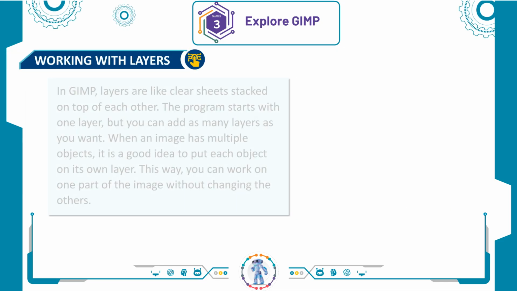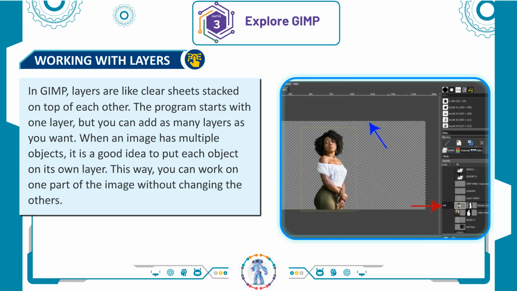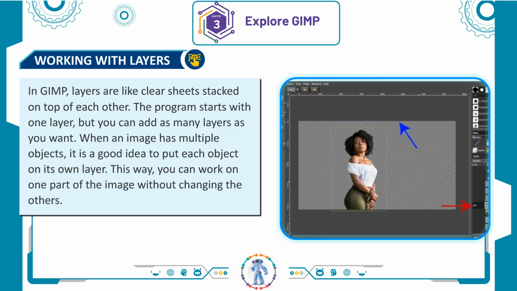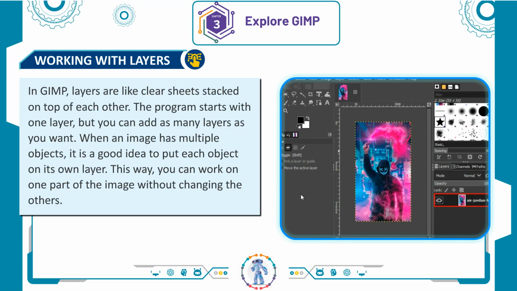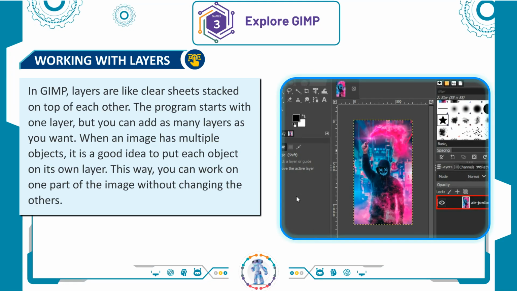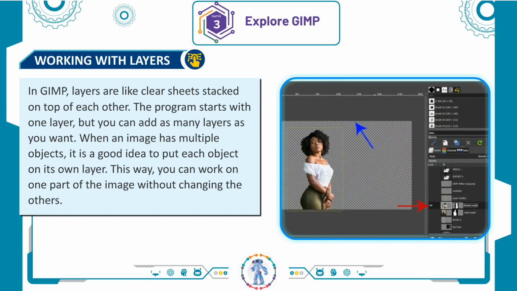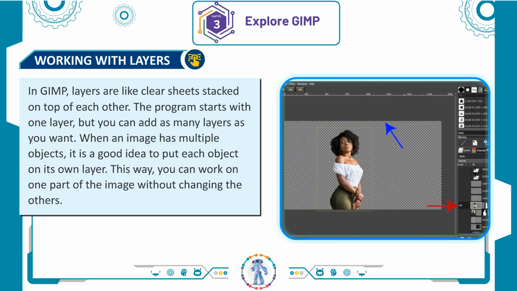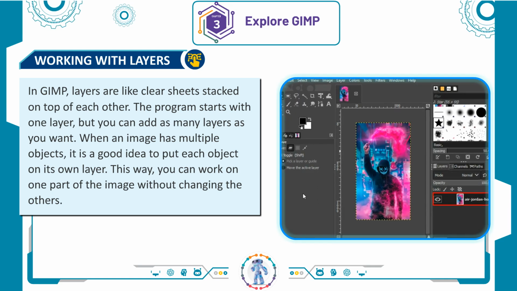Working with layers. In GIMP, layers are like clear sheets stacked on top of each other. The program starts with one layer, but you can add as many layers as you want. When an image has multiple objects, it is a good idea to put each object on its own layer. This way, you can work on one part of the image without changing the others.